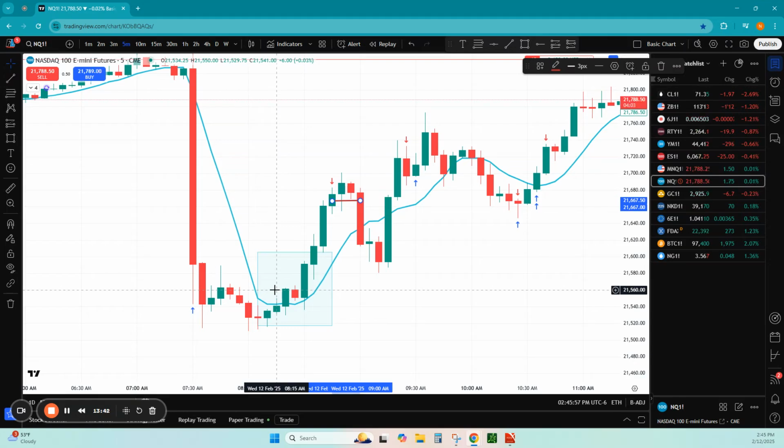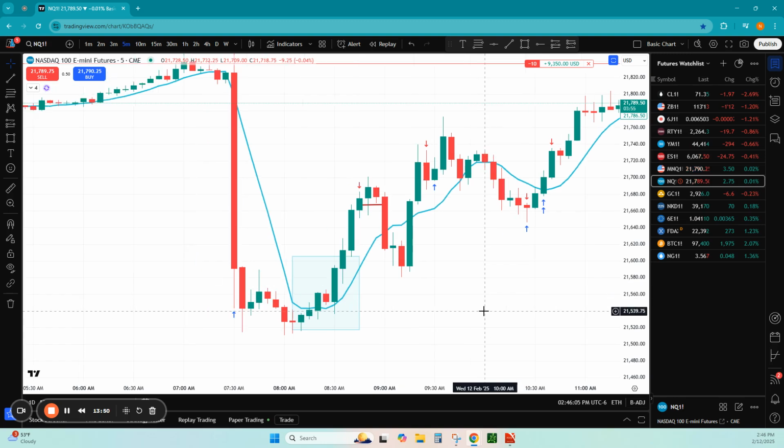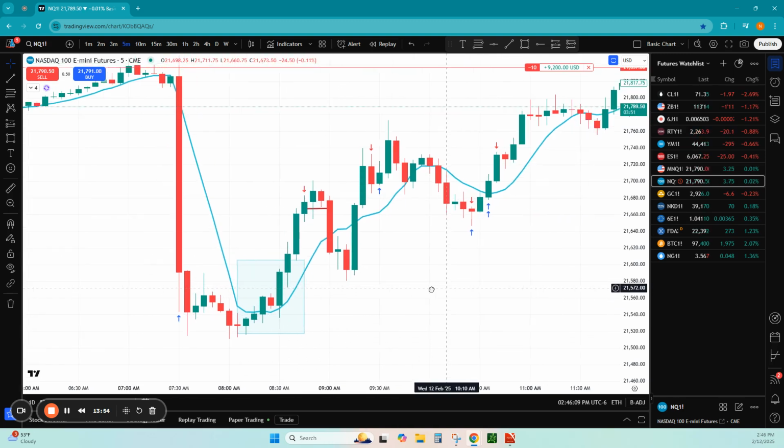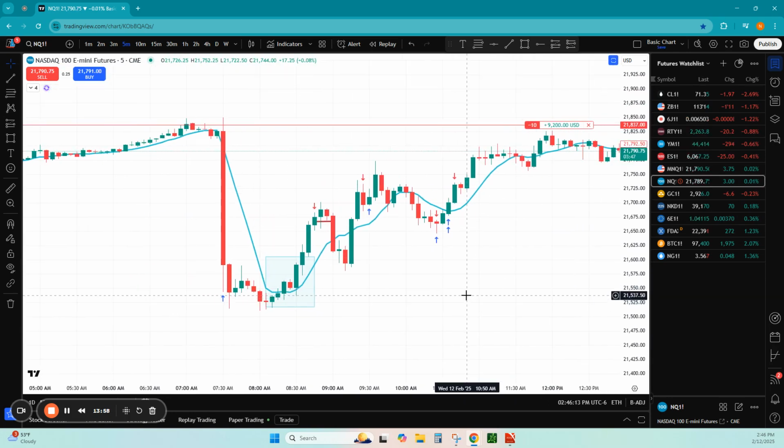Got out at 670. It's 100 points or so. On one mini contract in the NASDAQ, that's $2,100. Okay, so there's one trade idea. There's several of these today, right? There's several.